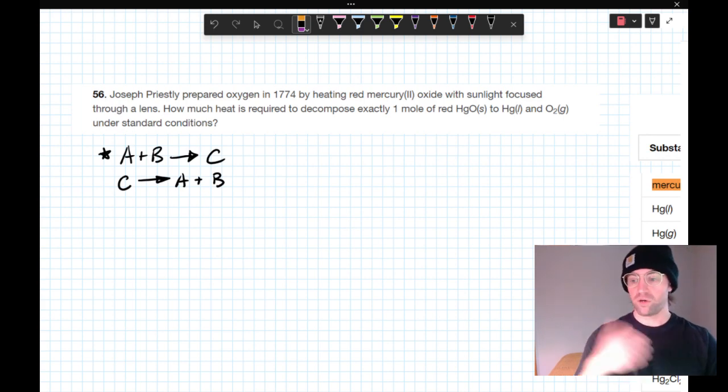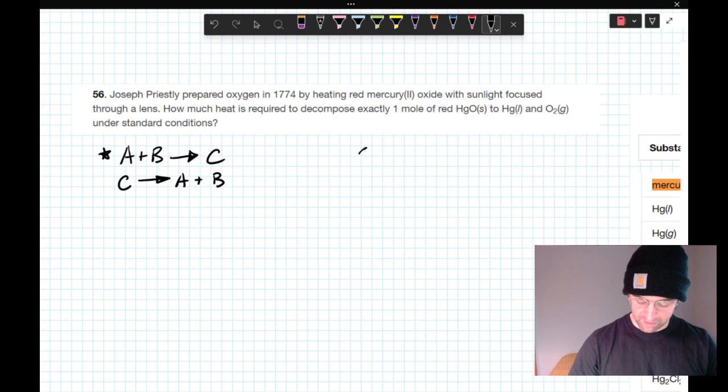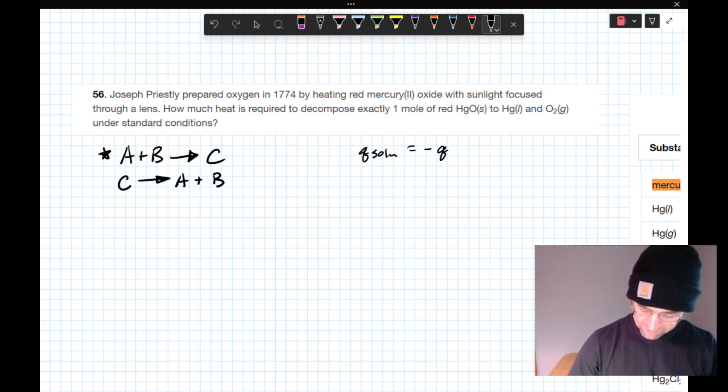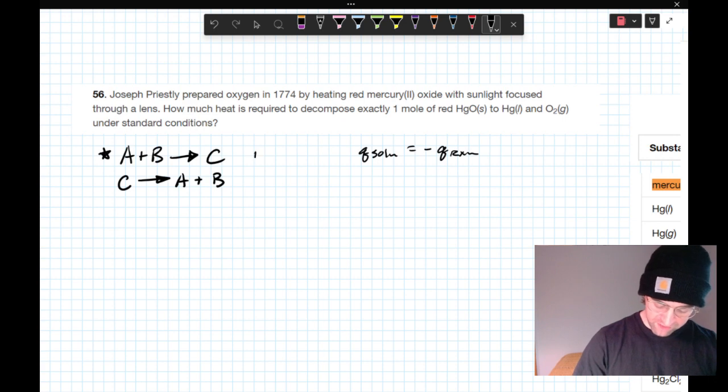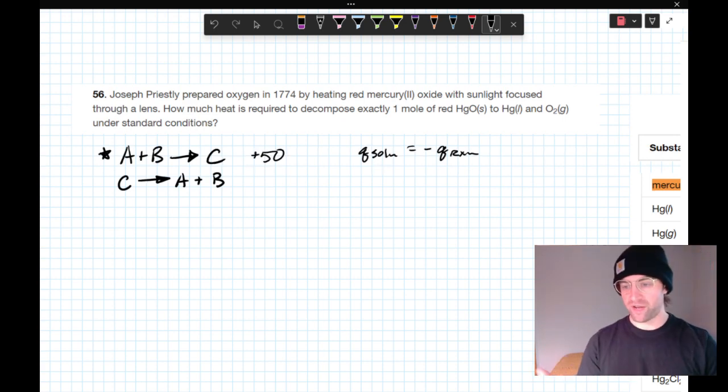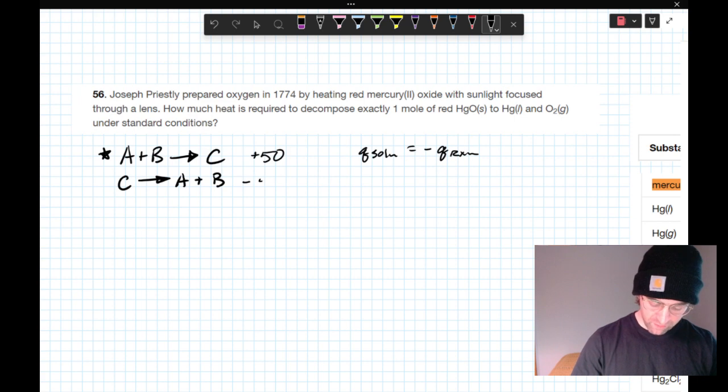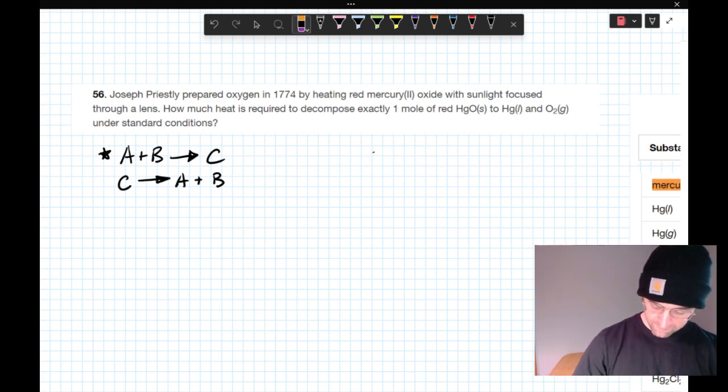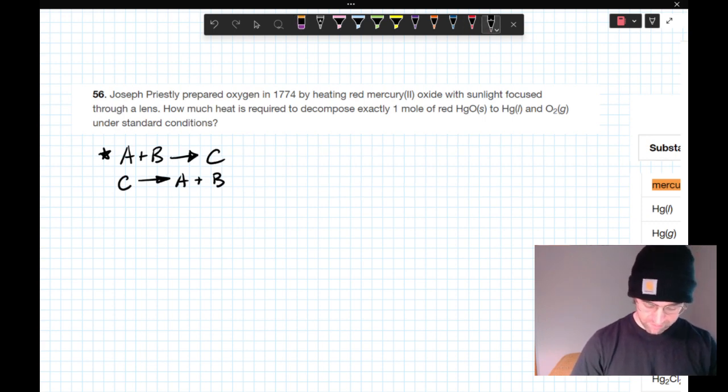That value works forwards and backwards. So earlier we were talking about heat exchange of a solution being equal to the negative heat of the reaction. It works the same way here. If the forward reaction is plus 50 kilojoules, the reaction going in the other way is going to be negative 50 kilojoules. Having that information, we can start to solve the problem.